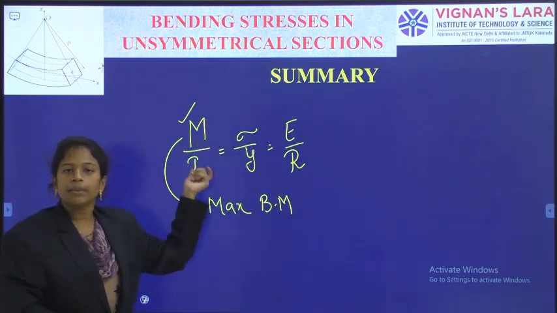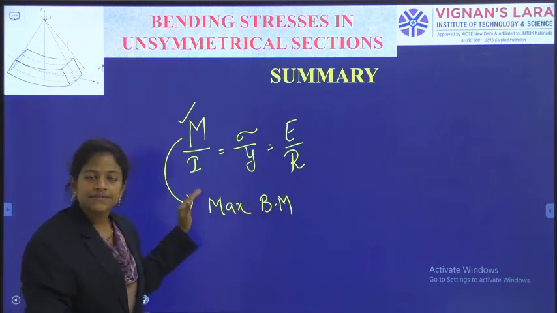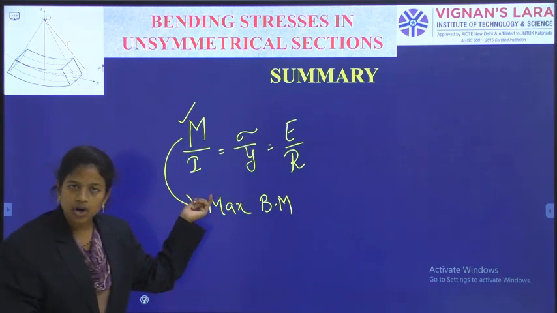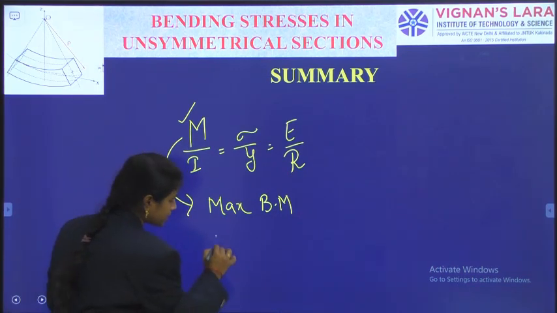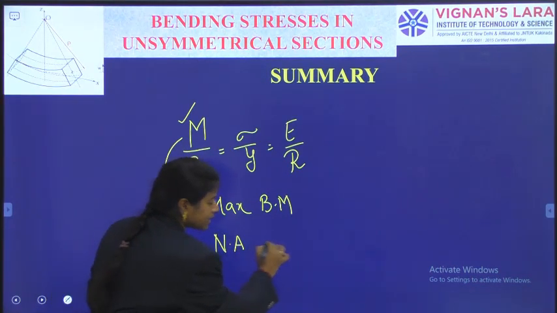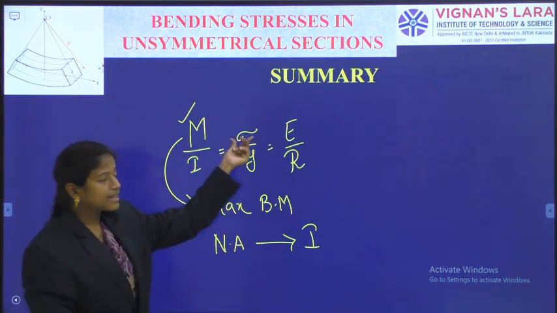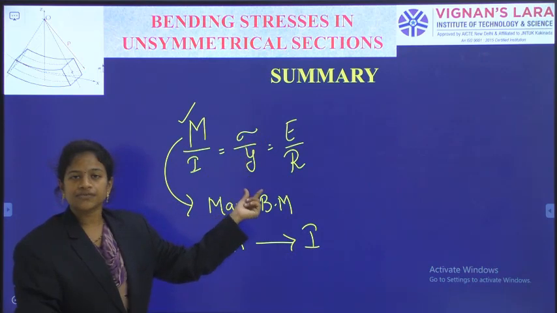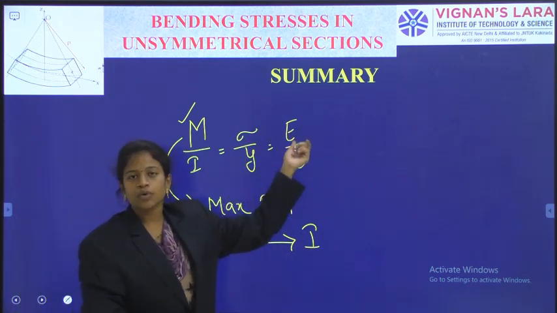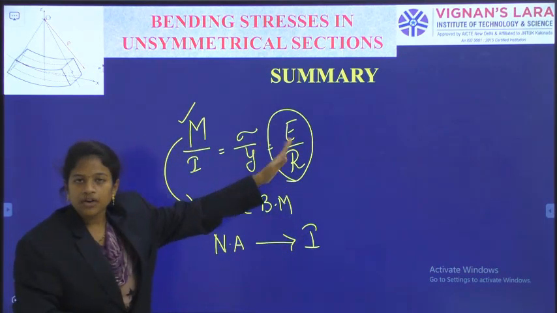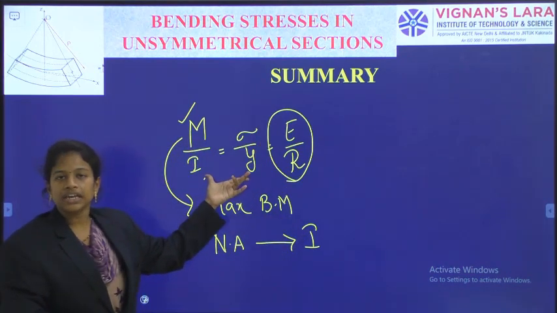And I is the moment of inertia about the neutral axis. If the section is symmetrical, I can directly calculate. If the section is not symmetrical, we have to locate the neutral axis, and then calculate the moment of inertia about the neutral axis. And sigma is the corresponding bending stress for the Y value. E is Young's modulus, and R is the radius of curvature. Now, these two terms we may not be using, but these two terms are very important for us.